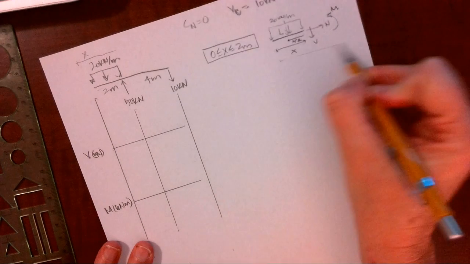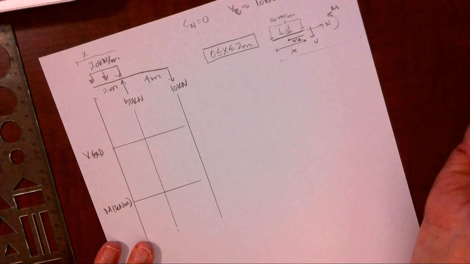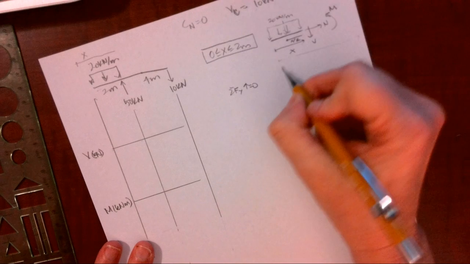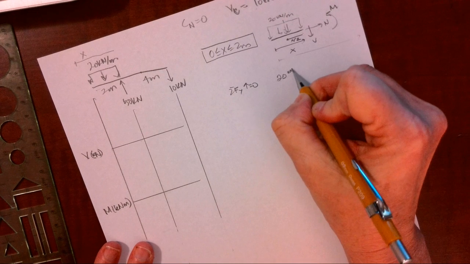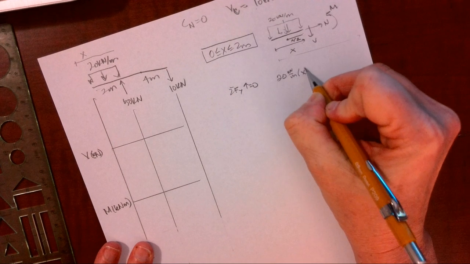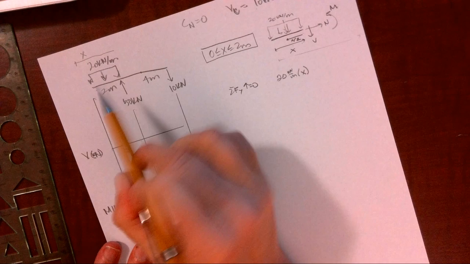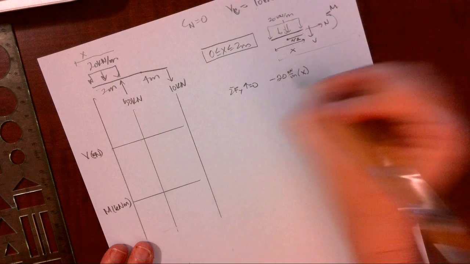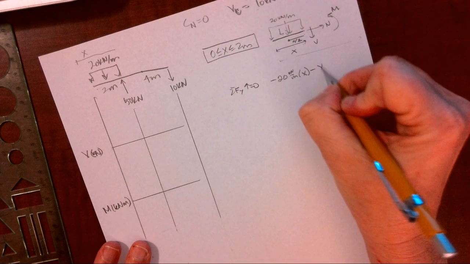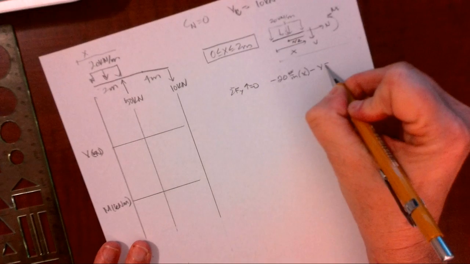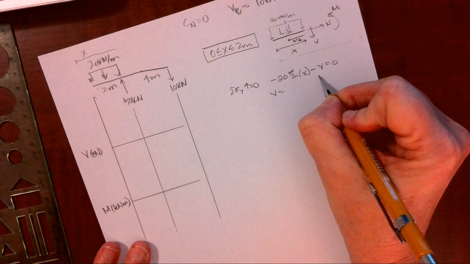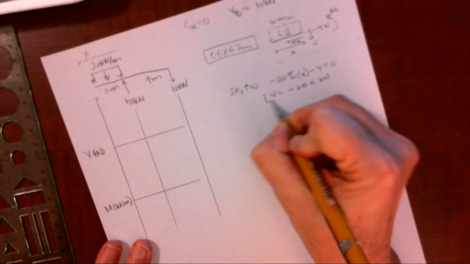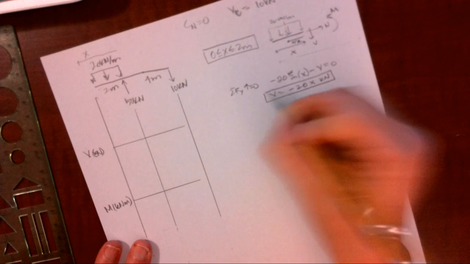So this is all we have from 0 to 2 meters, and we've just cut it somewhere in between 0 and 2. Let's sum the forces in the y direction, and we know they equal 0. So I have 20 kilonewtons per meter times x meters. We're not actually putting the value of 2 because we're somewhere between 0 and 2. That's a negative for direction. Minus my shear equals 0, so my shear equals negative 20x kilonewtons. That will describe the change in my shear as we move from 0 to 2 meters.